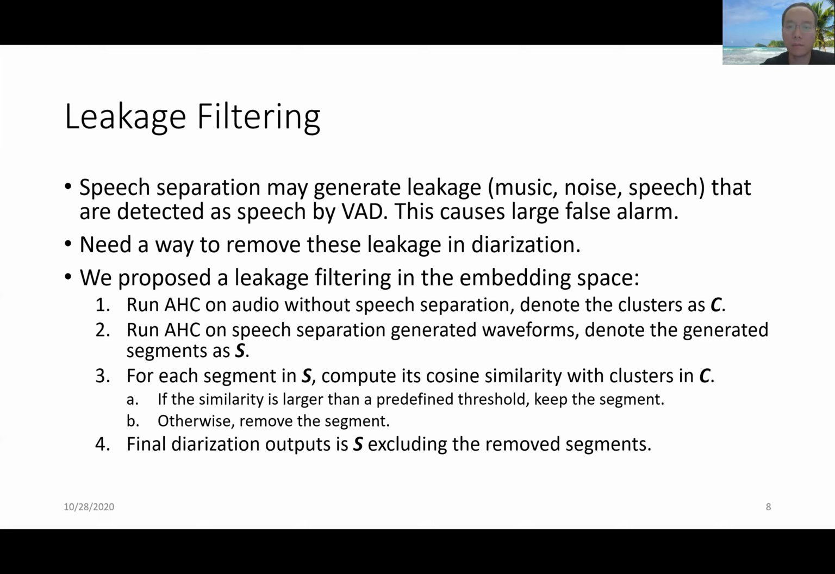Then we run diarization on the separated speech. For every segment, we compute its cosine similarity with the cluster centroids from the original audio. If a segment is not similar to any of those clusters, it is removed from the final diarization output. This method is very effective in removing non-speech leakages, such as music and noise.